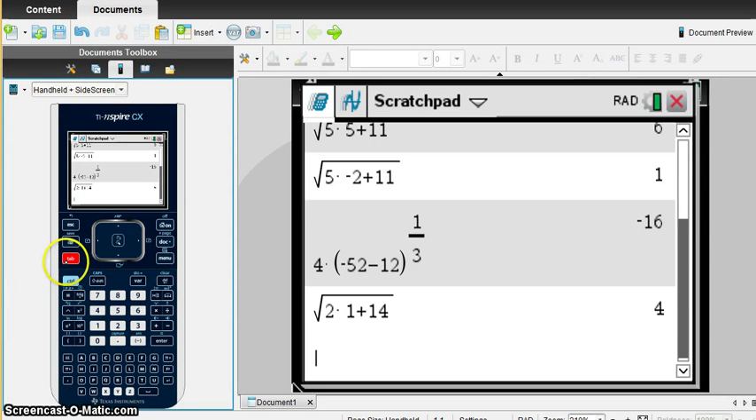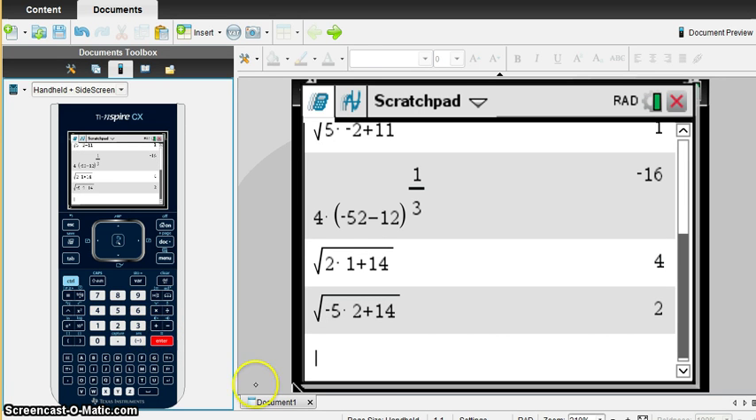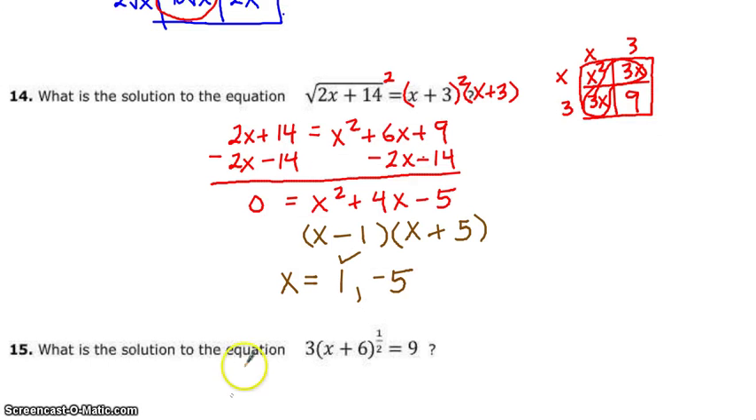So that's the square root of negative 5 times 2 plus 14, which is 2. All right, plug negative 5 in here. Negative 5 plus 3 is negative 2. Okay, that's not good. Positive 2 does not equal negative 2. So negative 5 is an extraneous solution. We have to throw that one out. And x equals 1 is the answer.